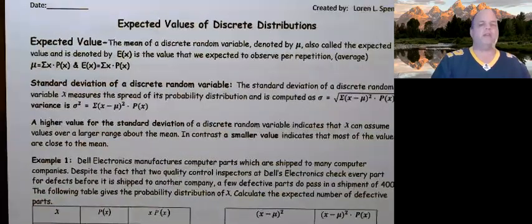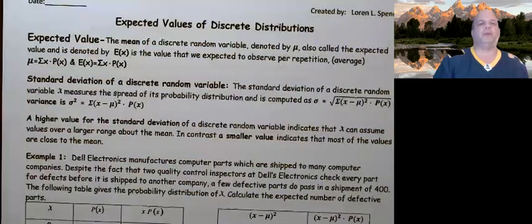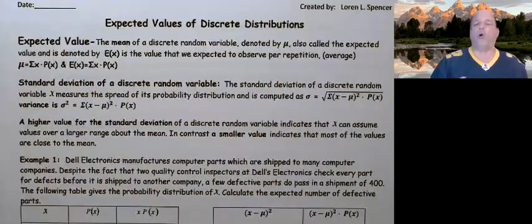Okay, this is page 75 of the notes, and this is expected values of discrete distributions. There is a whole lot of scary symbols, etc., but truthfully, this is very easy. We're going to walk through what the calculator does. First, we're going to do it by hand.